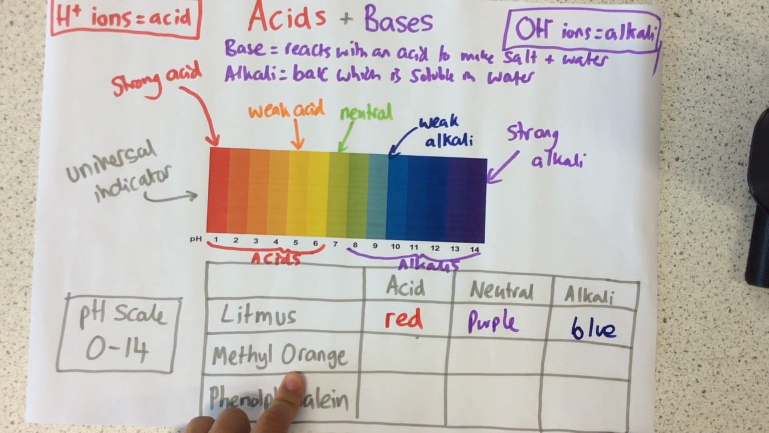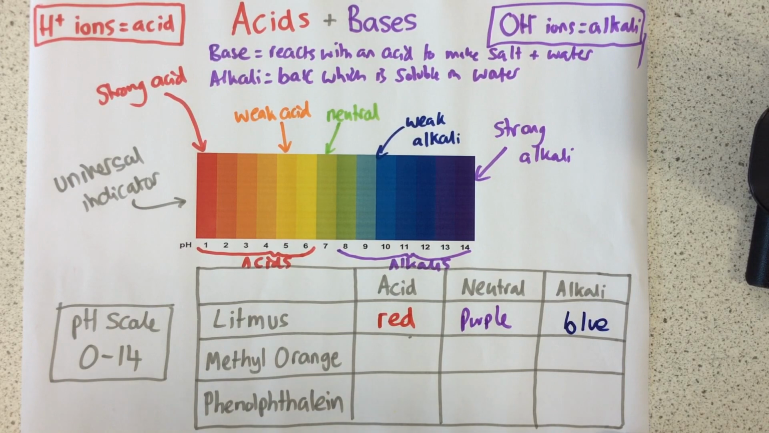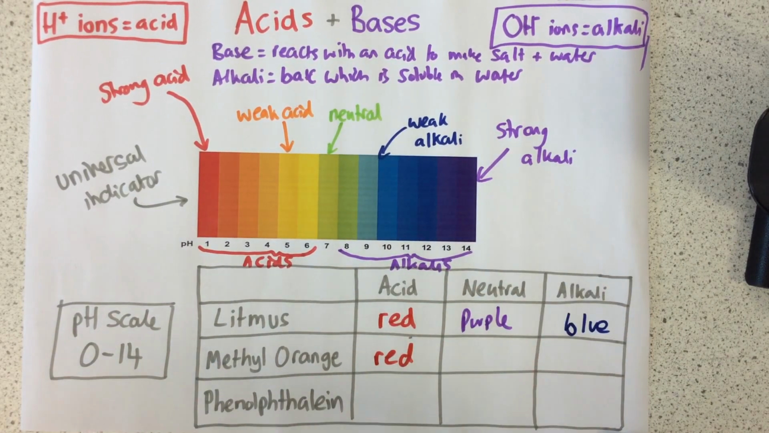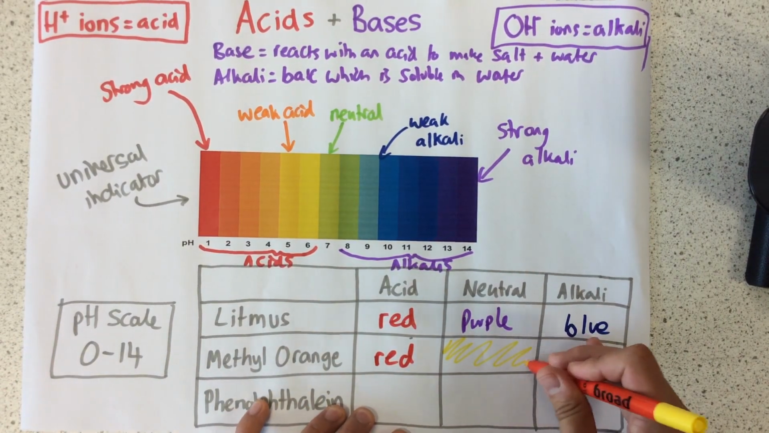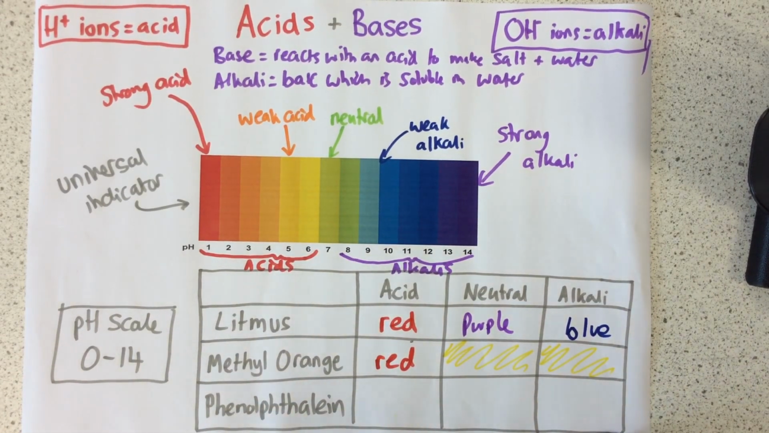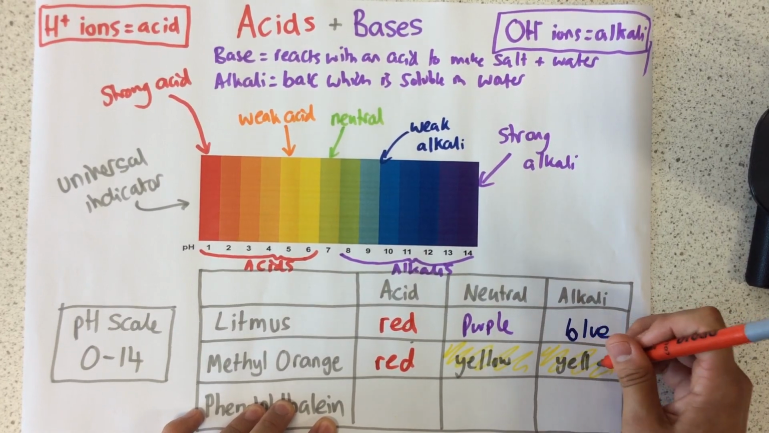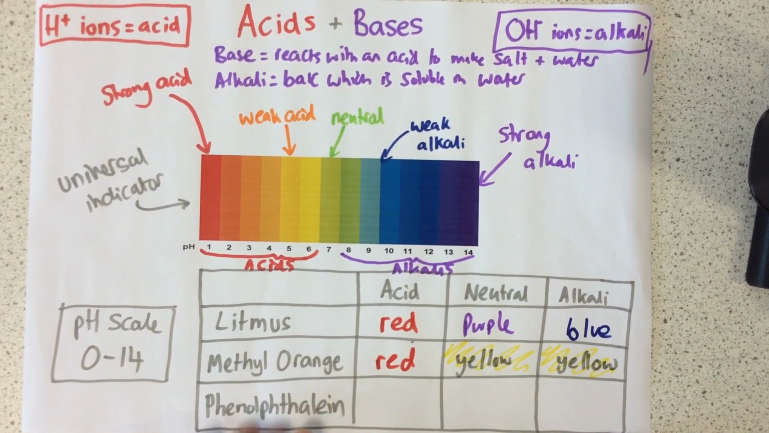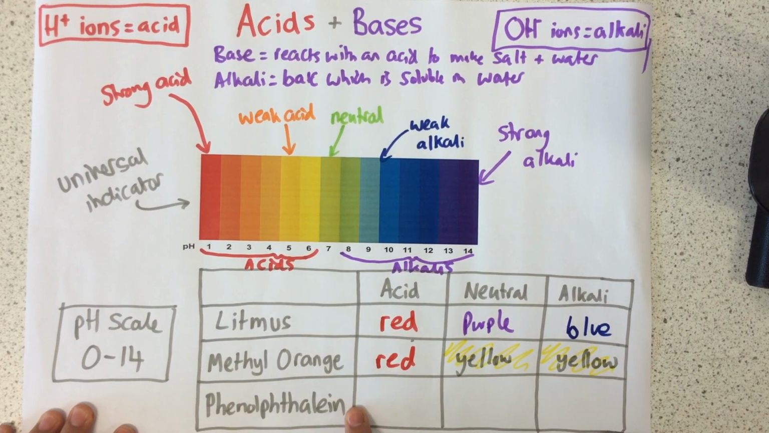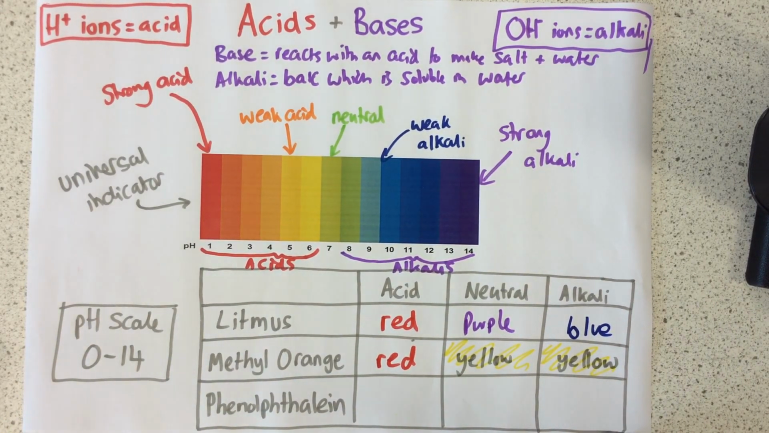Methyl orange is a different indicator. Again, something which changes colour to show us whether it's an acid, alkaline, or neutral. In acidic conditions, that is also red. In neutral conditions and alkali conditions, it's yellow. Now, the reason why I'm not writing the word yellow in yellow is just because it wouldn't show up for the video.